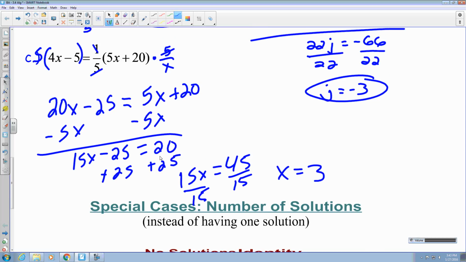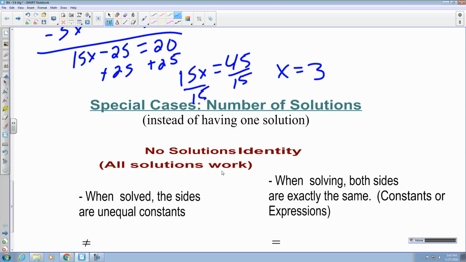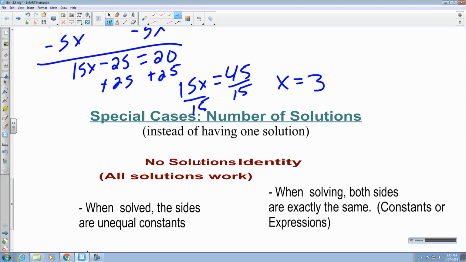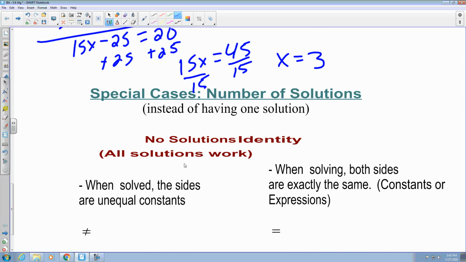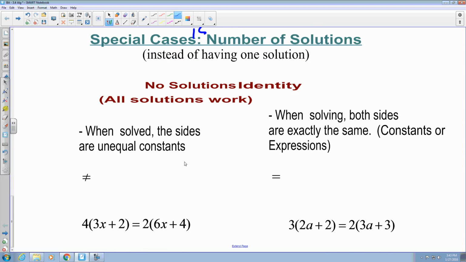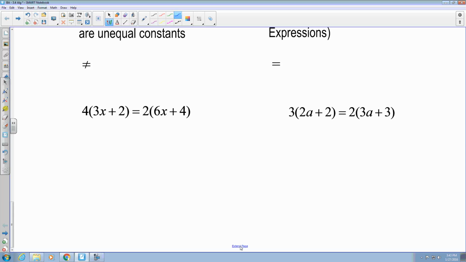Okay. Now, there are special cases of solutions of equations. Not every equation is going to have one solution. There may be instances where it has no solutions or infinitely many solutions. So here is an example of what it would be like to have infinitely many solutions.